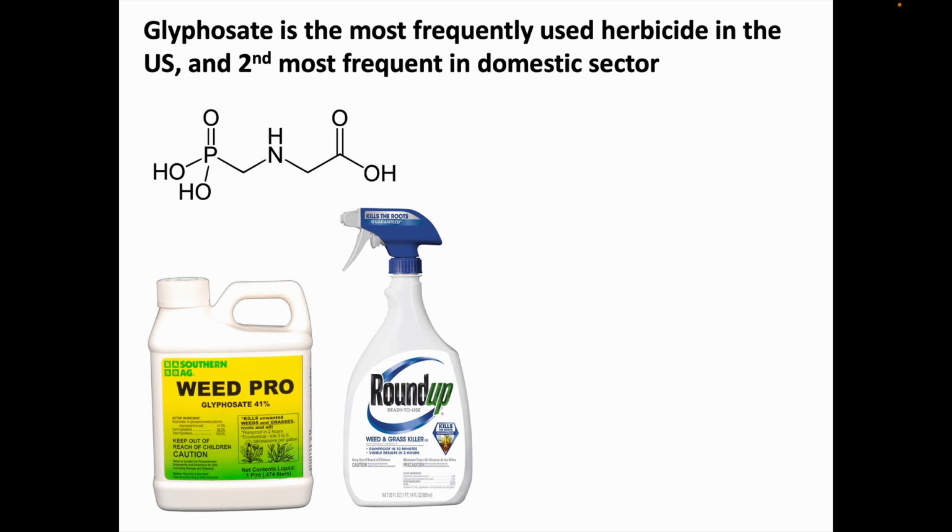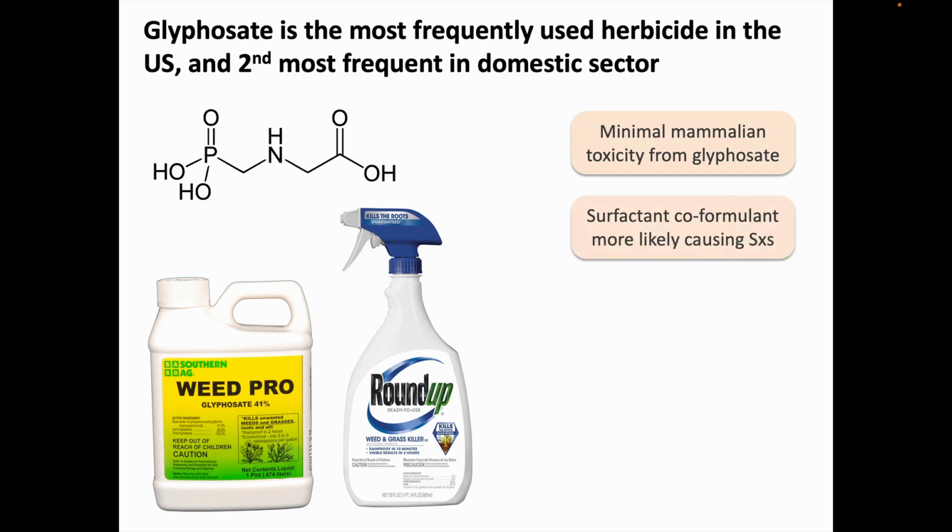Glyphosate is the most commonly used herbicide in the United States, and it's the second most commonly used in the domestic sector, around the home as opposed to use in agriculture. Although it's great at killing plants, glyphosate has very little toxicity in mammals. But we do see toxic effects when somebody ingests, say, Roundup, which contains glyphosate.